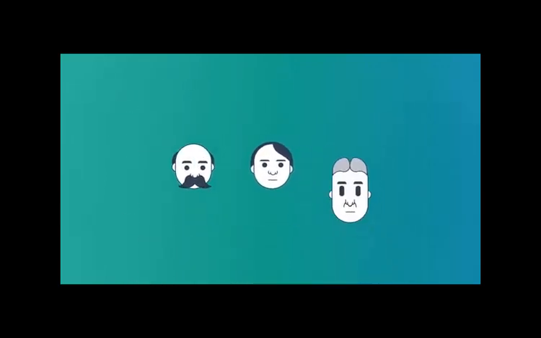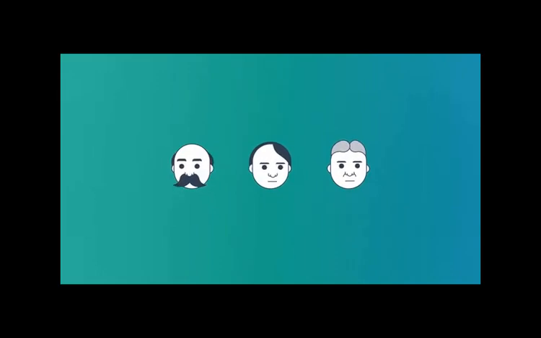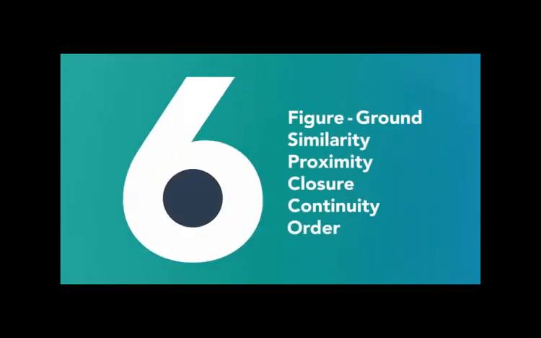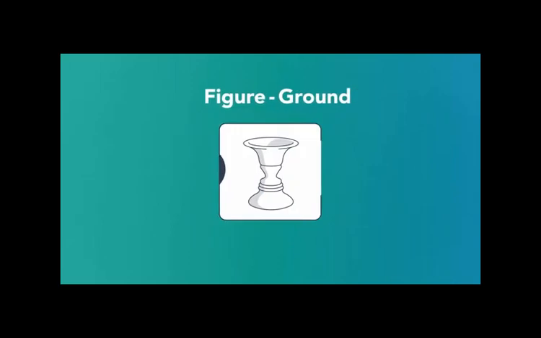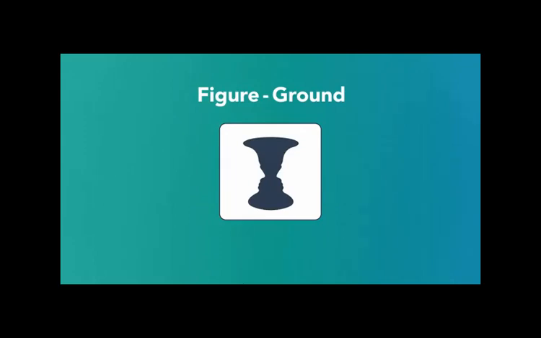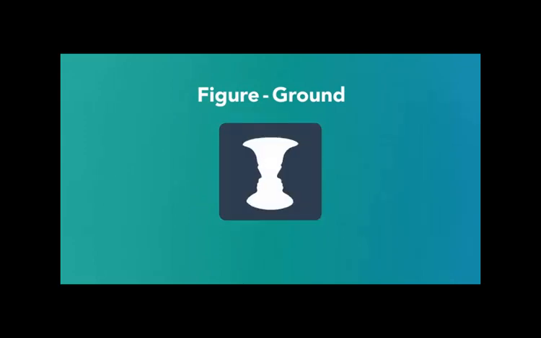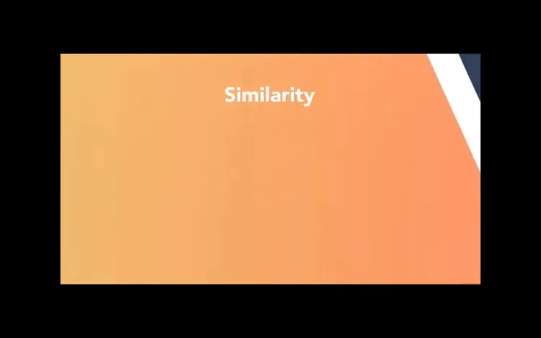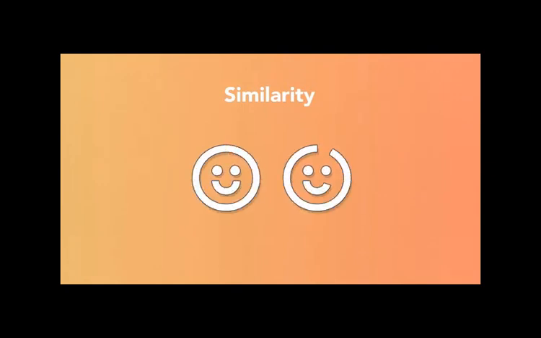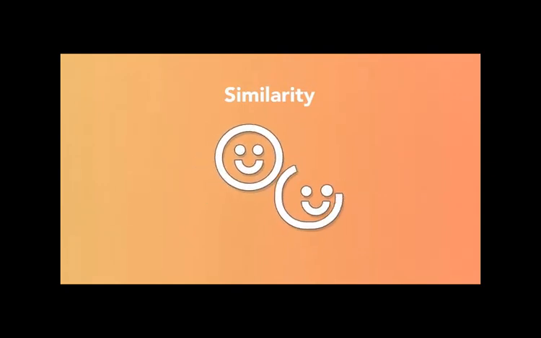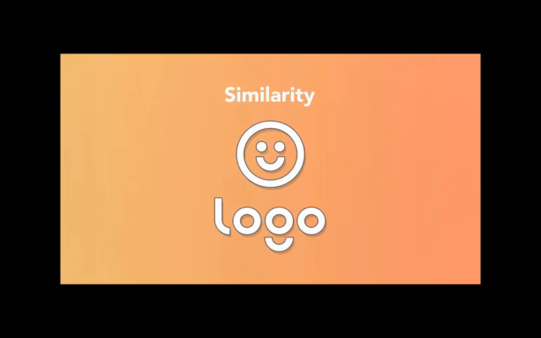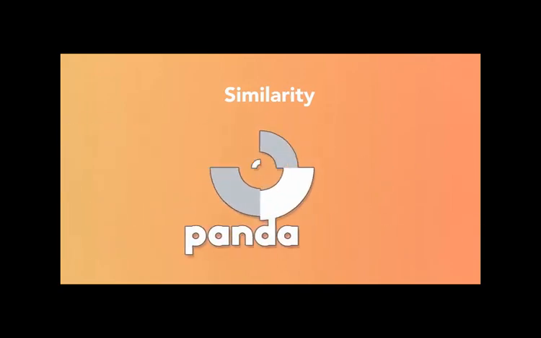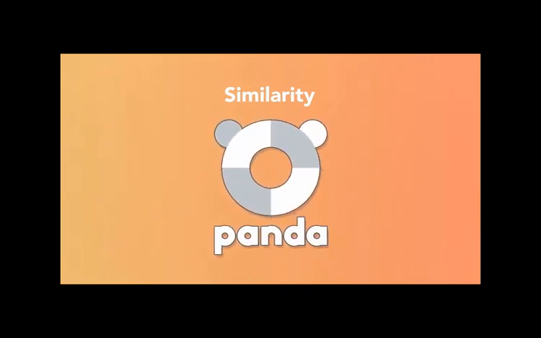Because of psychologists Max Wertheimer, Kurt Koffka, and Wolfgang Kohler, Gestalt theory can be broken down into 6 design principles. Figure ground. The thought that when we look at a scene, we separate objects so that some are the focus, or figure, and others are the background. Similarity. The notion that we place objects with similar characteristics in a group. These characteristics can include color, size, font, shape, texture, and more.